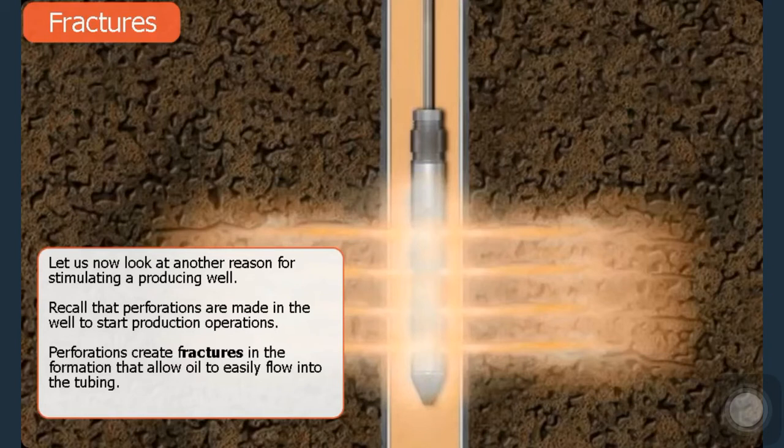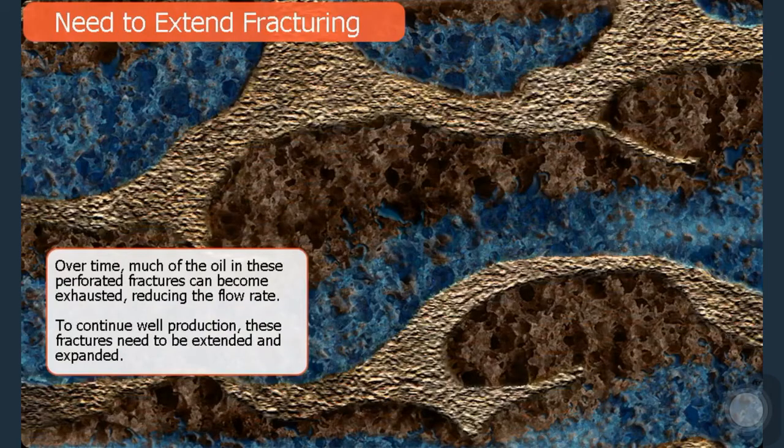Recall that perforations are made in the well to start production operations. Perforations create fractures in the formation that allow oil to easily flow into the tubing. Over time, much of the oil in these perforated fractures can become exhausted, reducing the flow rate. To continue well production, these fractures need to be extended and expanded.